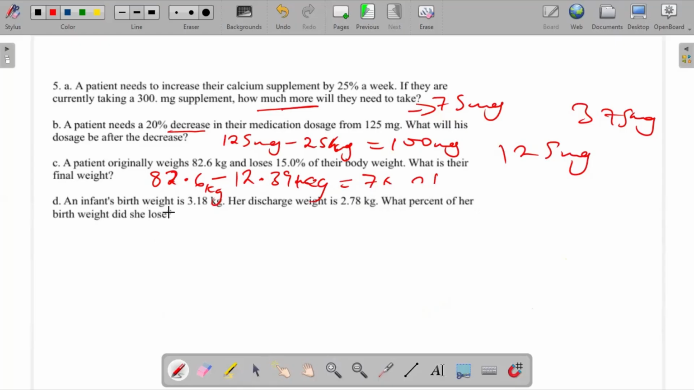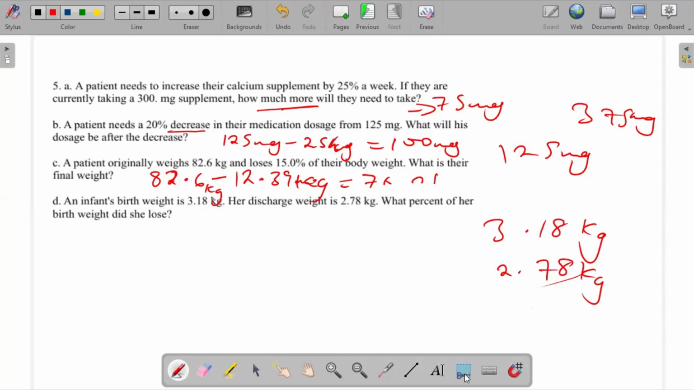An infant's birth weight is 3.18 kg. Okay, so that's the weight at birth. Her discharge weight is 2.78 kg. So after being discharged, this is the weight that this infant has. What percentage of her body weight did she lose? We want to know what percentage of the body weight this patient lost. So what are we going to do in this case?